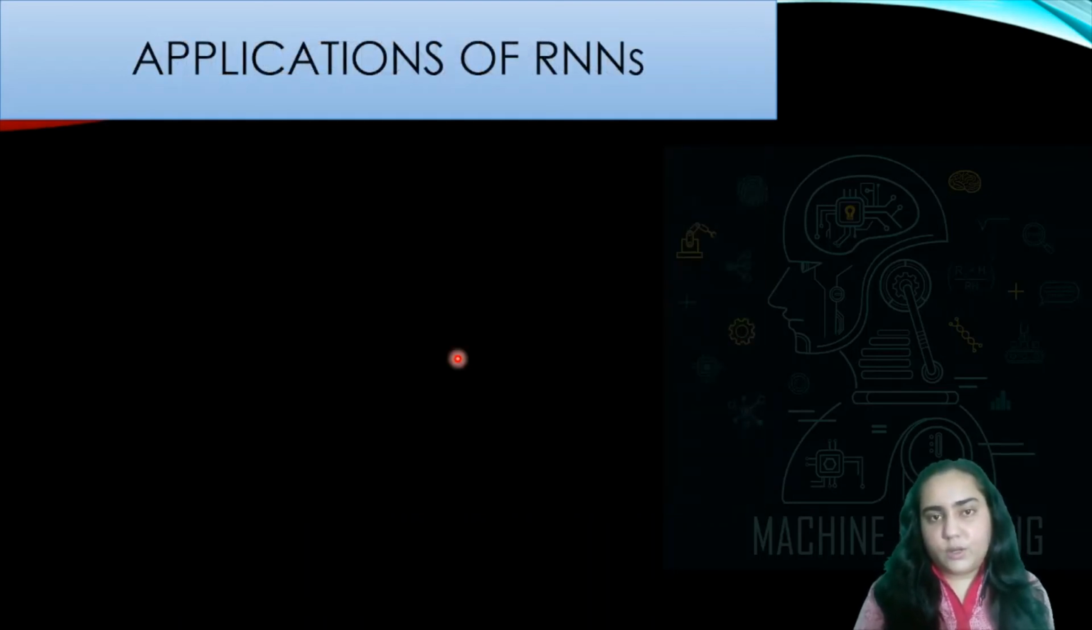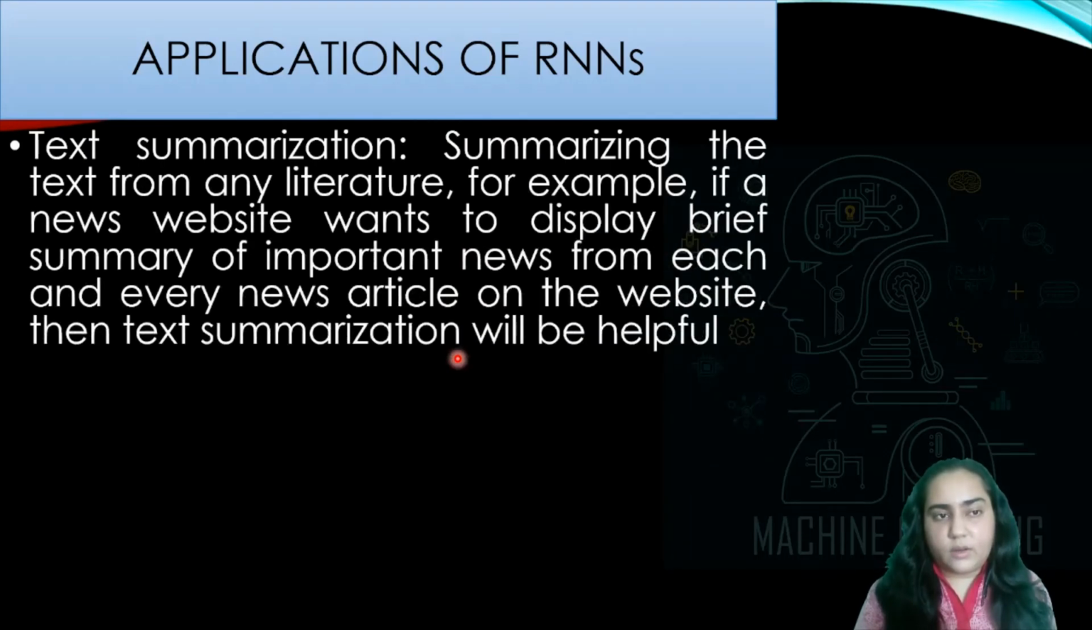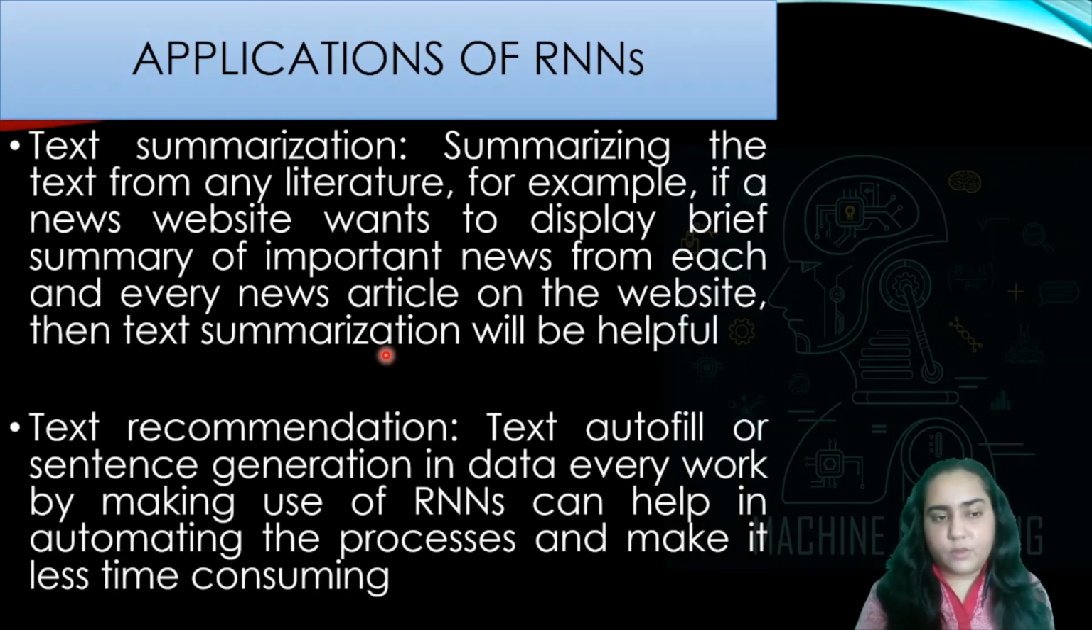Now, to conclude this video, let's take a look at some of the applications of RNNs. Number one is text summarization, which means you want to create a small summary or conclusion of a big text. Like you could have something from literature, a big poem or a big story, and a news website wants to display that in a brief way. So from each and every news article, maybe you want to generate a short summary to display on your website, then text summarization would be useful.